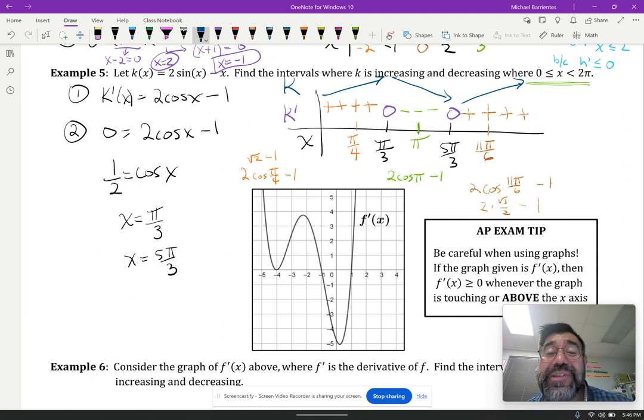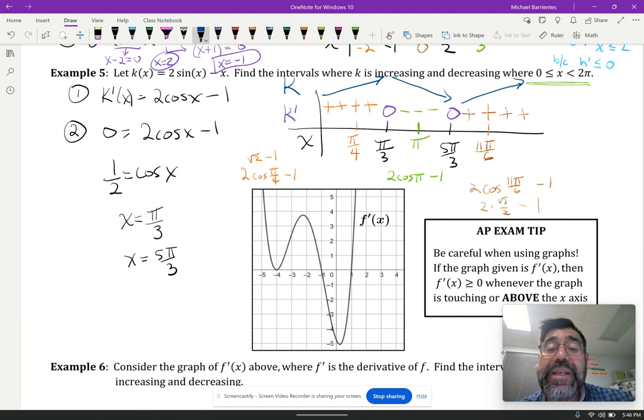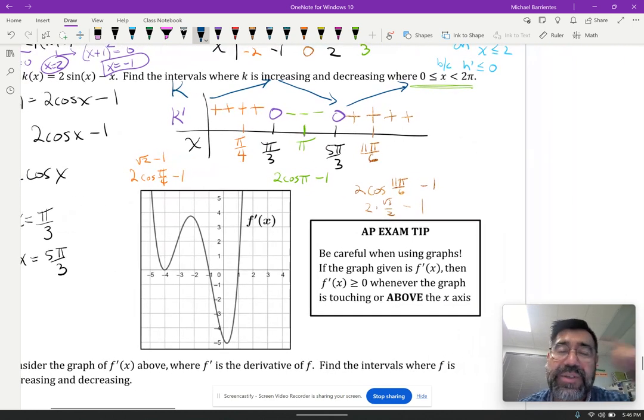I can also tell, just to lay the groundwork, that at pi over 3 I have a maximum point because I see a hill forming here. And at 5 pi over 3, I have a valley or a minimum because I see that forming here. But that's for the next section. I want you to start to think how the sign chart can help you figure that out. All right, let's see. Where is it increasing?